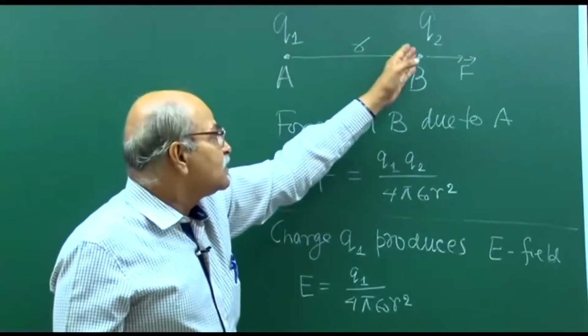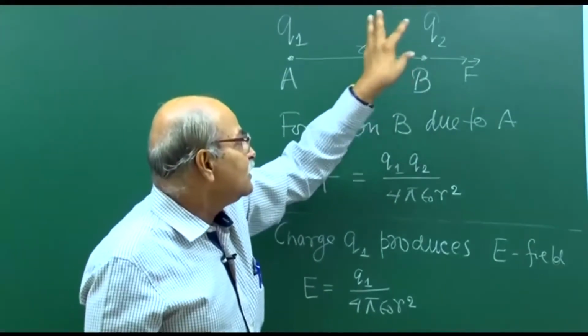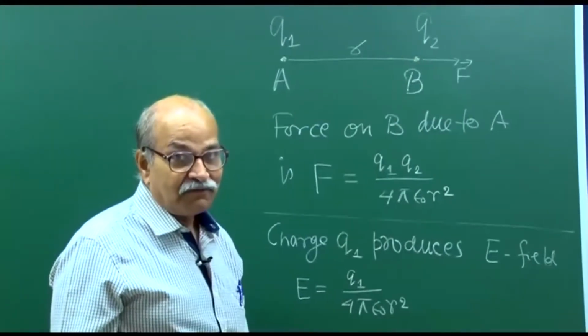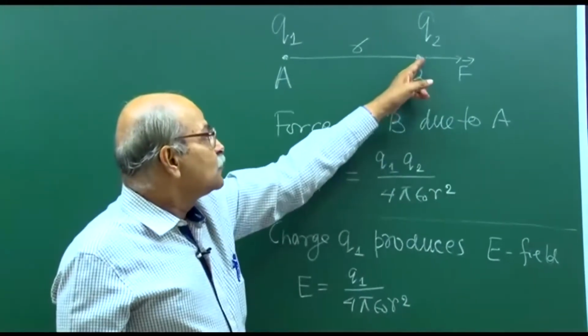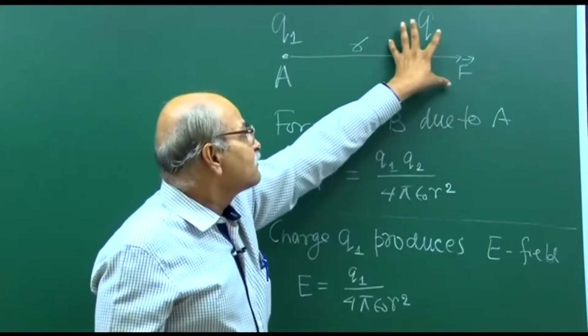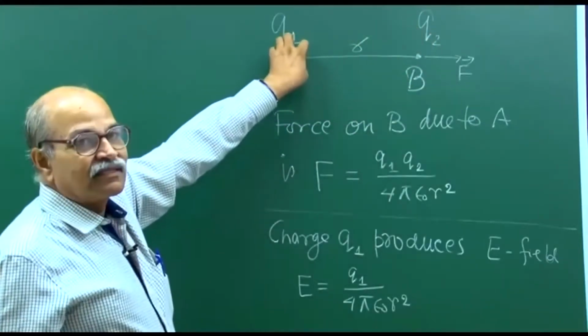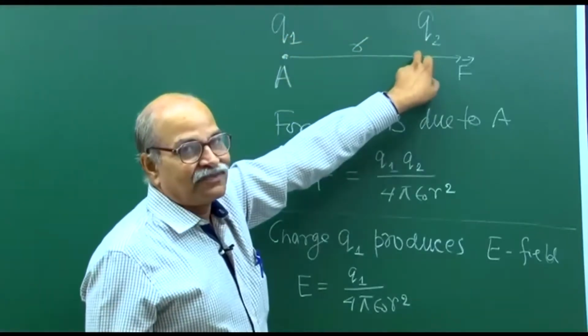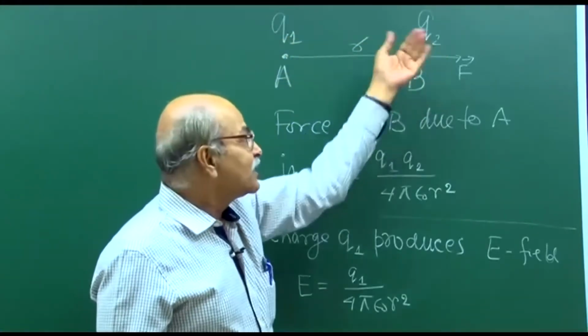If this Q2 charge is there in the field of Q1, that is the second step: this charge Q2 finds itself immersed in the electric field which is produced by this Q1, and this field exerts force on Q2. So, the force on Q2 comes in that second step.